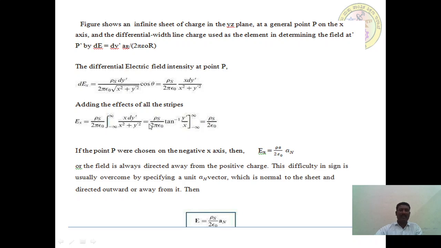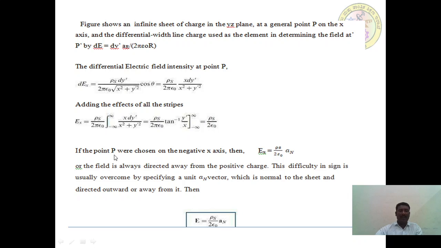Okay, simplify this one, apply the integration with the limits, that is rho s divided by 2 pi epsilon naught into tan inverse of y by x ranges from minus infinity to infinity. After simplifying this value, we get rho s divided by 2 pi epsilon naught.